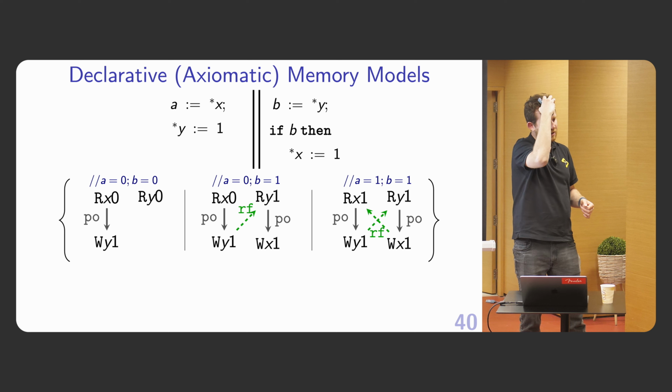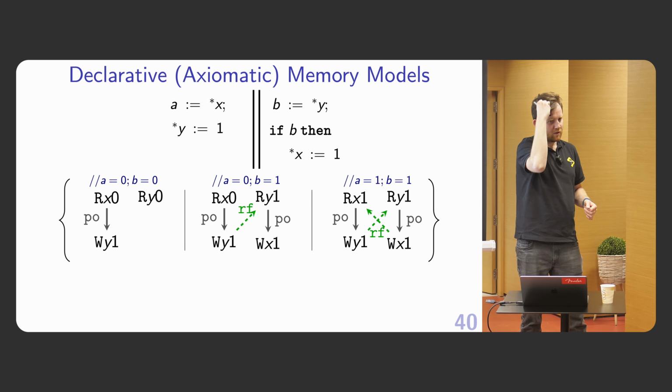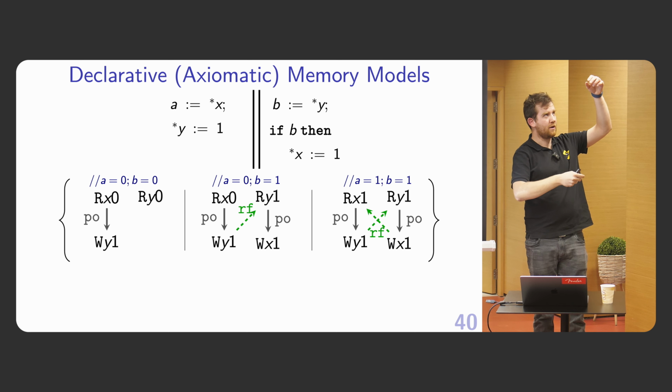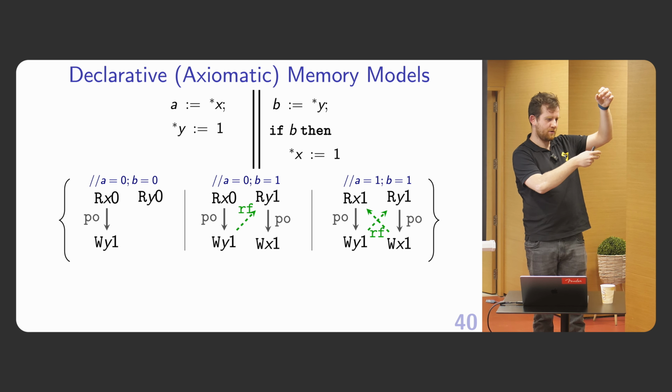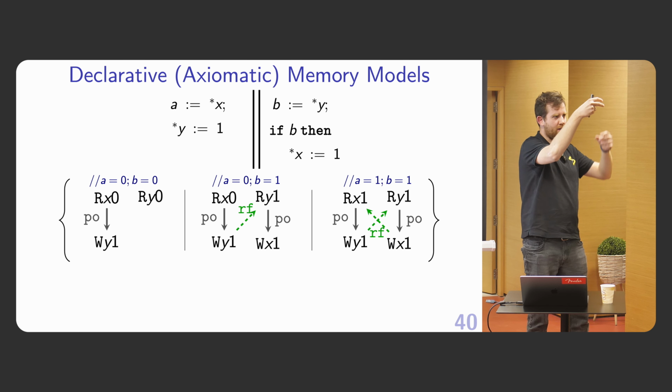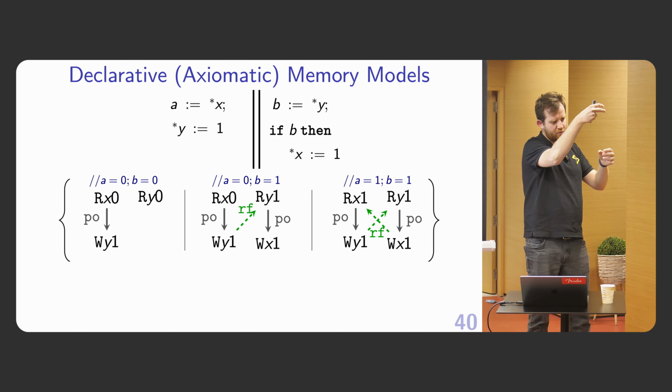C6 that's allowed. And as we saw in the first example, it allows reordering a write with the following read, but it does not allow reordering a read with the following write.